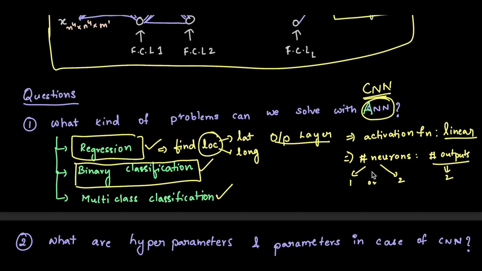So if you guys remember, in ANN also we made these changes in activation function and the number of neurons for regression, binary classification and multi-class classification. So let me write it over here once again. Let's say if it is a regression problem, then what is the activation function that we'll be using?